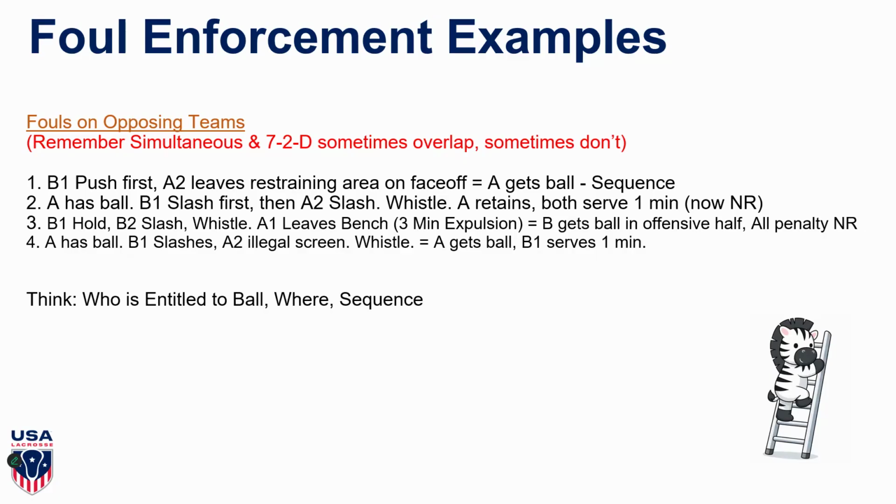So every penalty 1 minute or less will be non-releasable. So B1's hold for 30, that's less than a minute, that'll be non-releasable. B2 slashes a minute, that's non-releasable. A1's expulsion foul is automatically non-releasable for the 3 minutes, so everything's non-releasable.